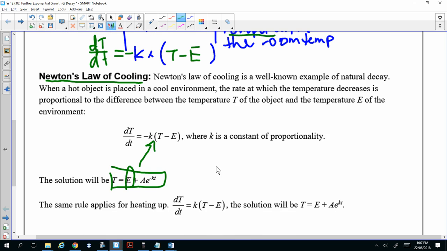So the same rule applies for heating it up, you just have a positive k instead of negative, and the same solution, except that's negative k, this is positive k.